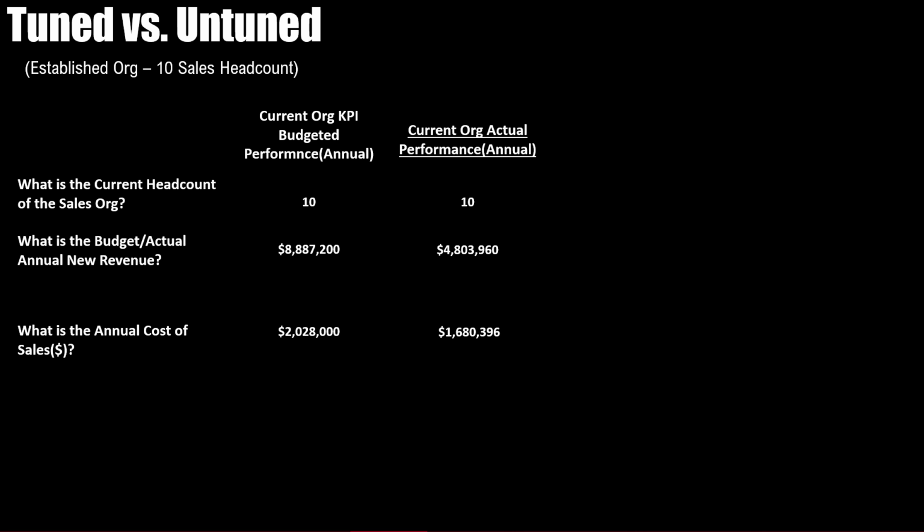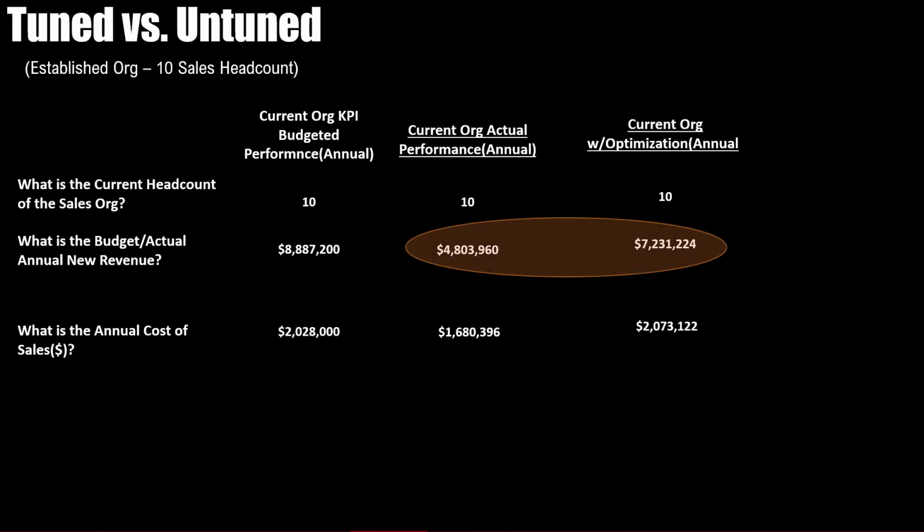So these 10 salespeople are actually only accomplishing 4.8 million with a $1.6 million cost. What happens if we take these same 10 salespeople and put them into a system that has been optimized to run efficiently and not steal time? Those same 10 salespeople are going to accomplish 7.2 million in sales with a $2 million cost. So it's less than a $400,000 increase for a $3.4 million increase in revenue.